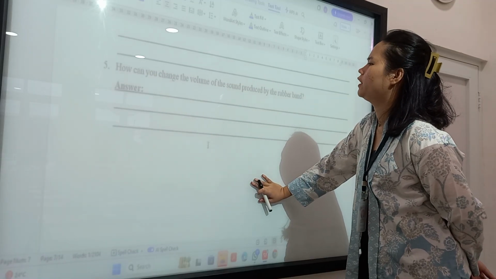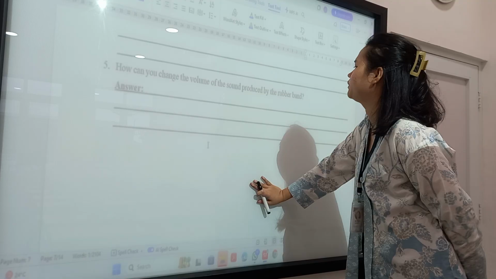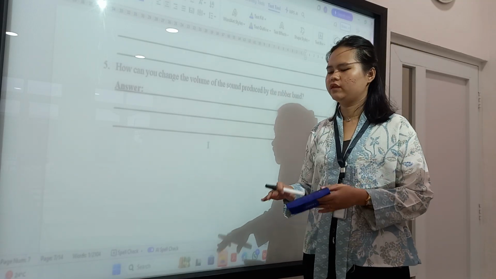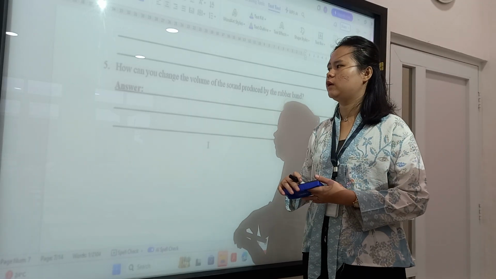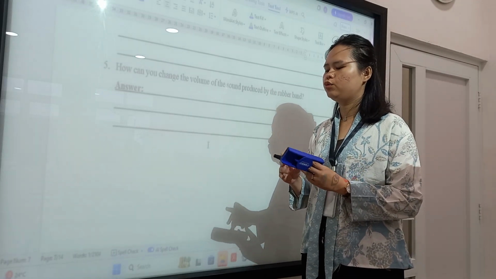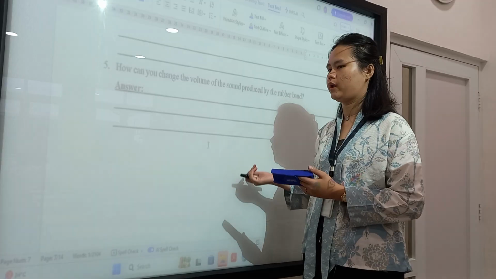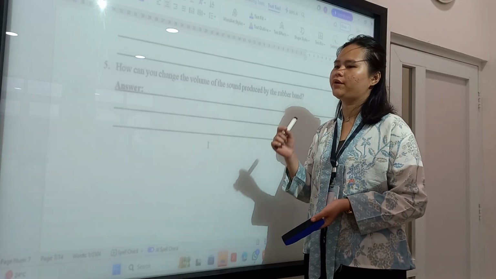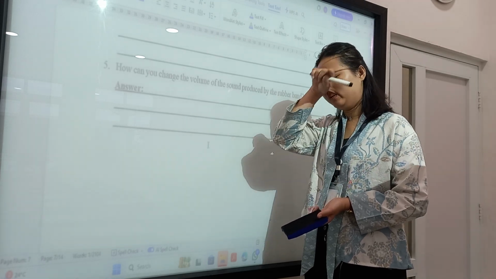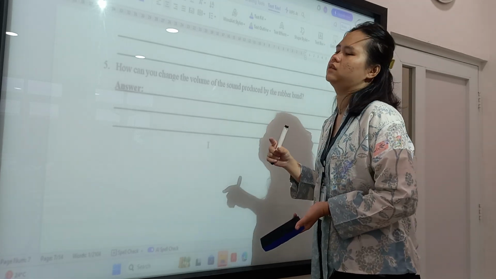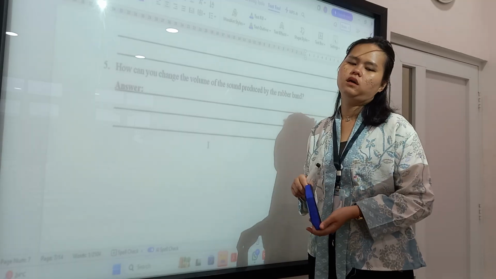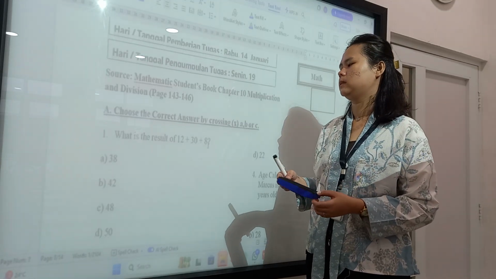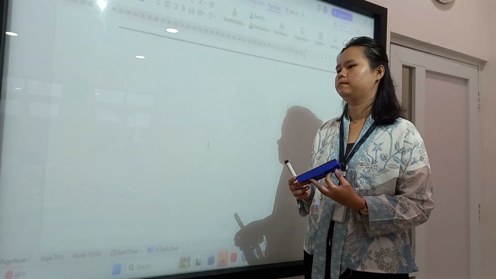Okay, number 5. How can you change the volume of the sound produced by the rubber band? If you want to change the volume using the rubber band, we can apply different strengths to the rubber band. You can stretch it like usual, but pluck it harder. Like that, the volume will be louder. When you pluck it gently or softly, the sound will be softer, not louder. Okay, I think it's clear for this.